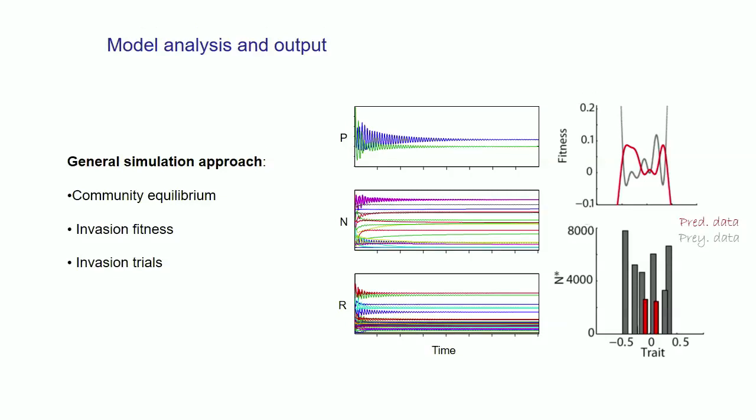And then we pick species with positive invasion fitness. We introduce them. We do actual invasion trials, and that's done, again, through computing equilibrium population size. And we iterate over these three steps over and over again until we have a fully assembled community, and the output will then be these trait distributions.